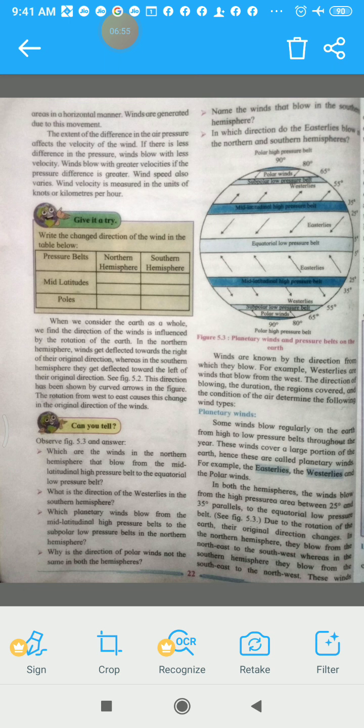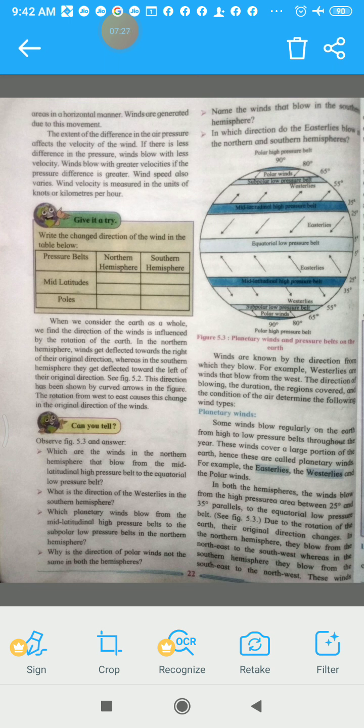So remember these. This direction has been shown by curved arrows in the figure. I told you the blue arrow, that is the curved arrow, is the arrow showing the changed direction, and the red arrow is of the original direction. So what causes this change? Why are the winds deflected? Due to the rotation of the earth, that is the rotation from west to east, which causes this change in the original direction of the winds.